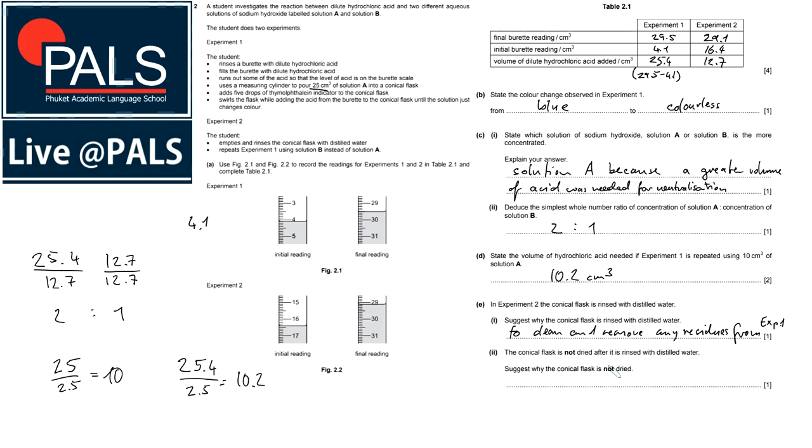So the reason is we don't need to dry it, because we are adding 25 cm³ of our solution A or solution, or in this case solution B. Now this solution B contains a specific number of moles of sodium hydroxide. If there are a couple of drops of water left in the cleaned conical flask, this will not change the moles of sodium hydroxide in the 25 cm³ that we're adding, which means it will not change the amount of acid that we will have to add to get to the point of neutralization. So that's what we can write.